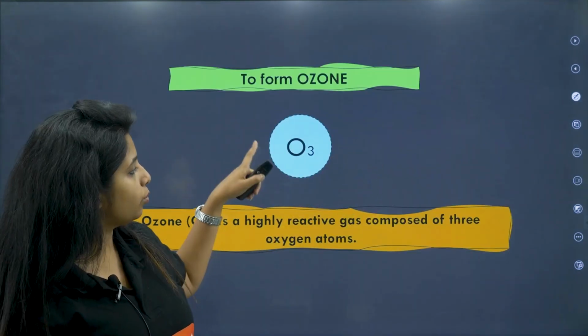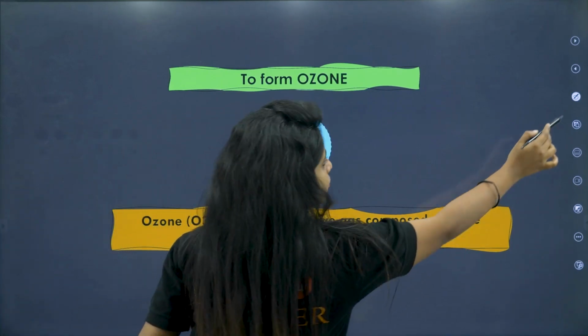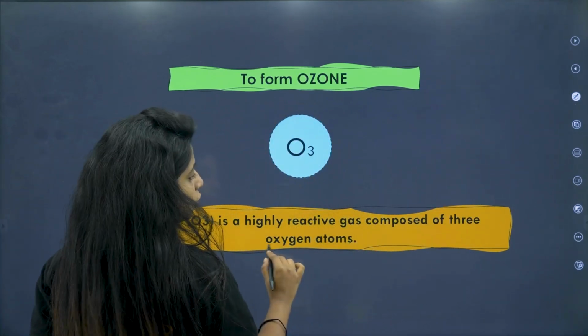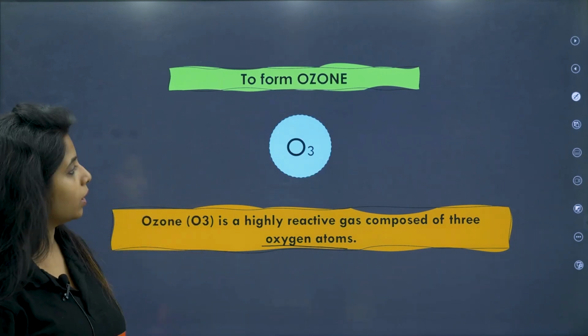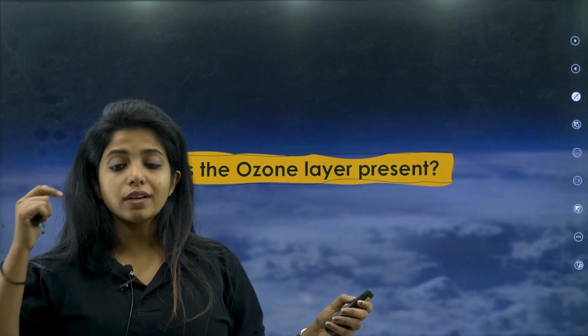When they meet each other, you get O3. Now what is ozone? It is a highly reactive gas composed of oxygen atoms, that is O3. Now where is the ozone layer present? What do you think?